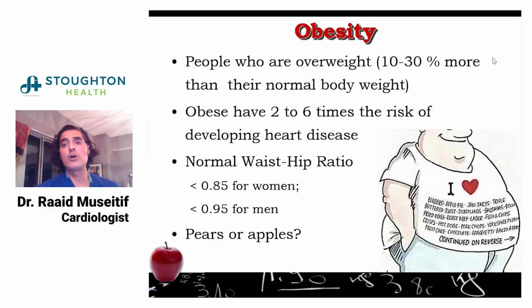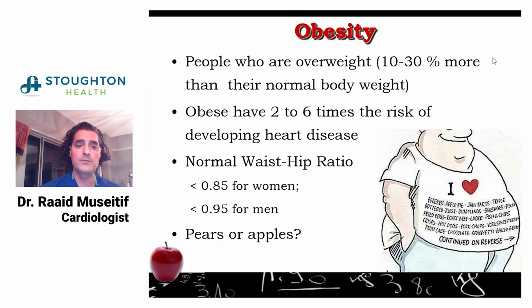Okay, now what about obesity? So we've talked about cholesterol. Let's talk about obesity. We consider you obese when you're 10 to 30% more than your ideal body weight. People who are obese have 2 to 6 times the risk of developing heart disease. The waist to hip ratio is important. You want a small waist to hip ratio.